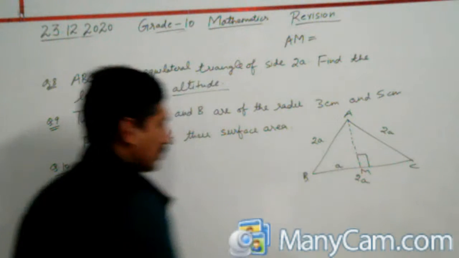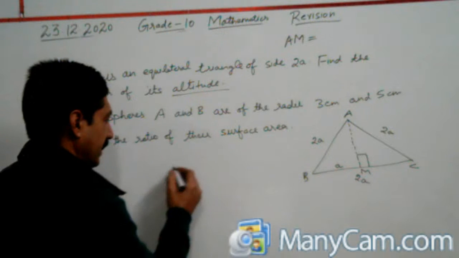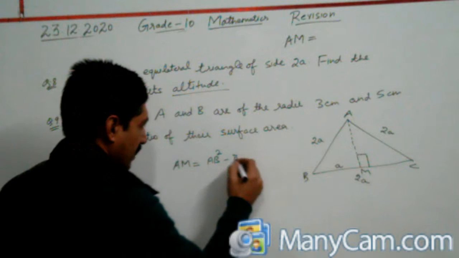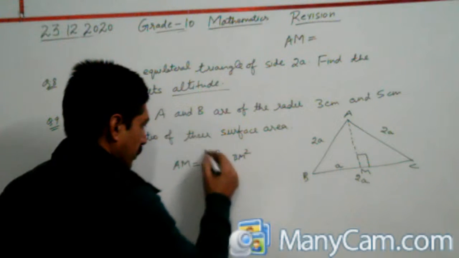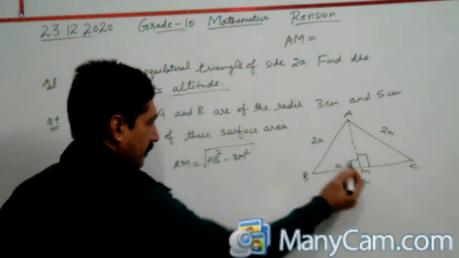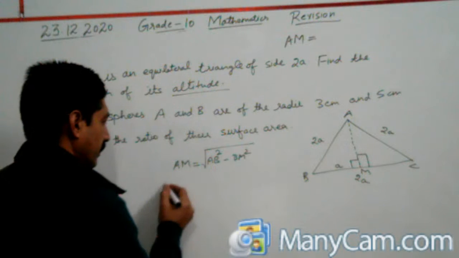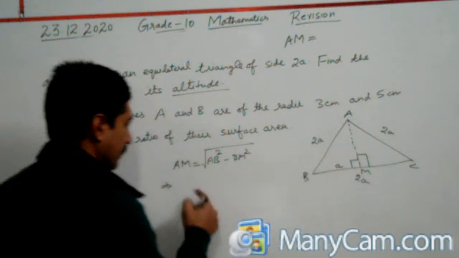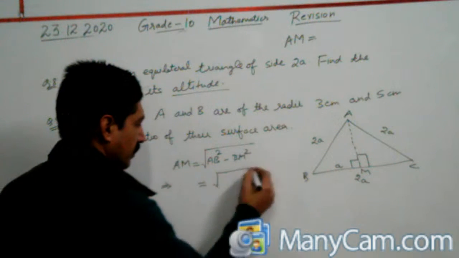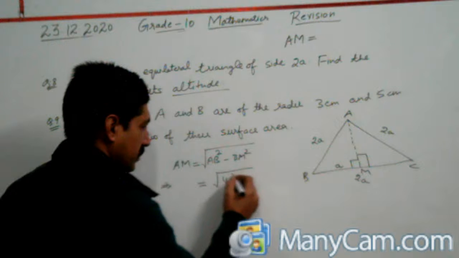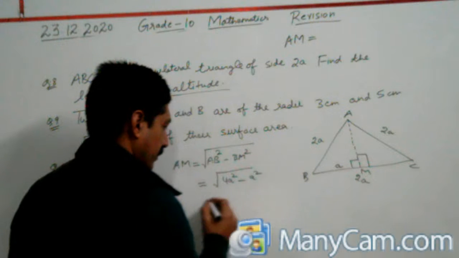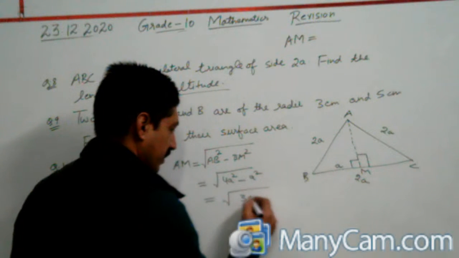We will apply the Pythagoras theorem. By the Pythagoras theorem, AM is equal to the square root of AB square minus BM square. This is also 90 degrees here, so we apply the Pythagoras theorem. AM is equal to the square root of 4a square minus a square, which is equal to the square root of 3a square, right?